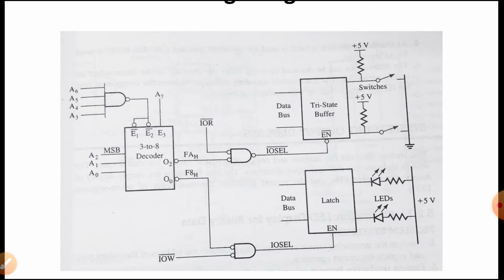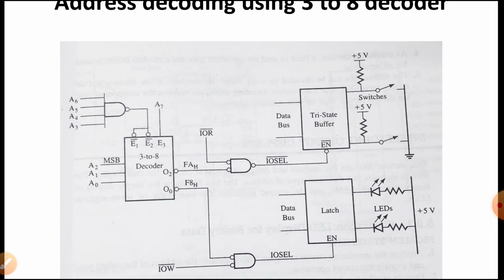The second step is to combine the decoded address from the 3 to 8 decoder with the appropriate control signal to generate the input output select pulse. Now if it is an input device, it will be a reading process. If it is an output device, it is a writing process. So for an input device, the control signal will be IOR, that is the input output read signal, and for an output device we have to generate the input output write signal, that is the IOW signal, to generate the select pulse.